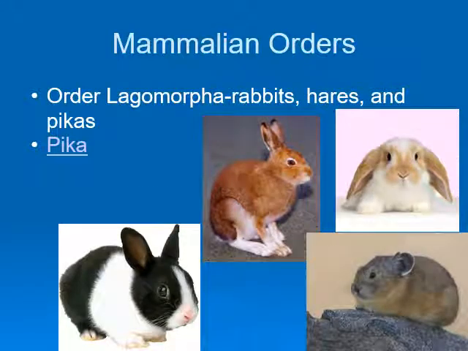Order Lagomorpha includes rabbits, hares, and pikas. Pikas are sort of like little rodent-looking rabbits that are found in this order as well. So once again, all of these guys are closely related to each other. Lots of similarities between them, and rabbits are found a lot throughout North America and other places too, even down in Australia. So these types of organisms are found spread out all over the place.